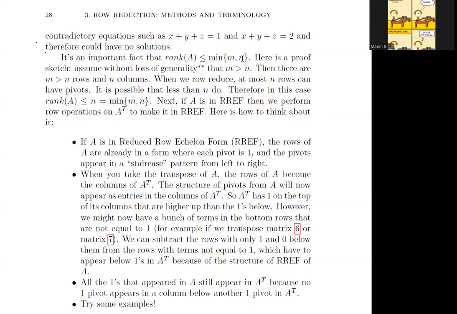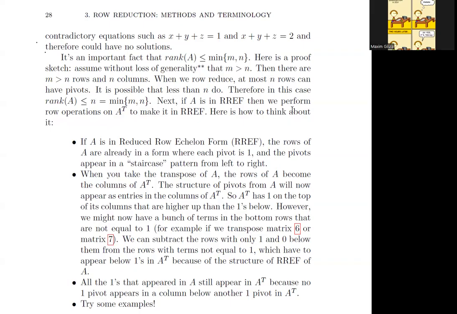So here's a proof sketch. Assume without loss of generality, we'll come back here, that m is greater than n. So there are more equations than unknowns. Then there are m rows and n columns. And when we row reduce, at most n rows can have pivots, as we saw above. It's possible that less than n rows have pivots. So in this case, the rank is less than or equal to n, right? If less than n rows have pivots or exactly n rows have pivots. We can't have more than n rows having pivots because there's only n columns.